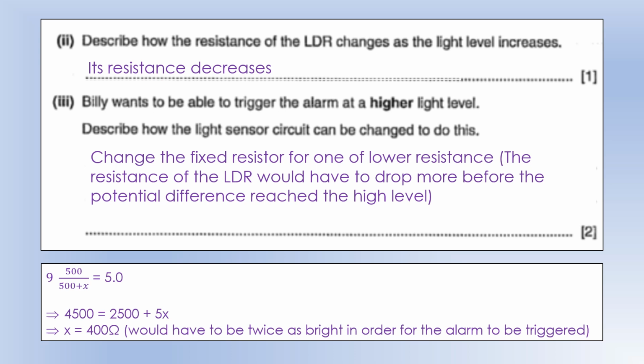So in this situation, the alarm would only be triggered when the LDR resistance reaches 400 ohms, whereas previously it was at 800 ohms. So you can see it's going to have to be much brighter, and actually twice as bright, for the alarm to be triggered in this case.